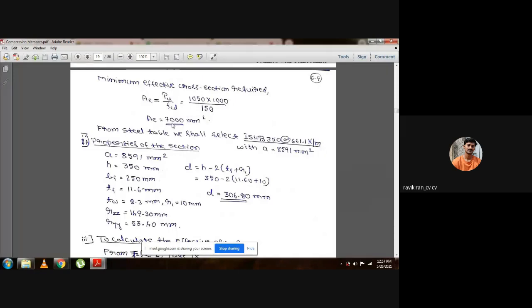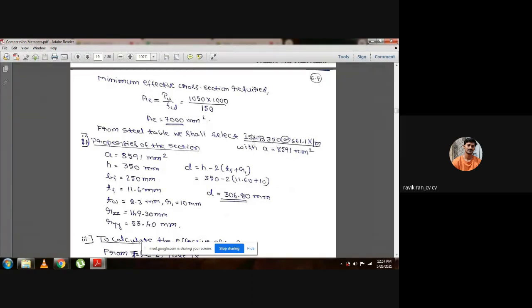So based on area, let us select a section from steel table, that is ISHB 350. This section what we are selecting should not be lesser than this area. If you go through the steel table, in that ISHB 350 at 661.1 Newton per meter, the area of that is 8591 mm square, which is greater than the 7000 mm square. First, you should go with the area column. In that area column, you should select beyond this 7000 value corresponding to ISHB values.